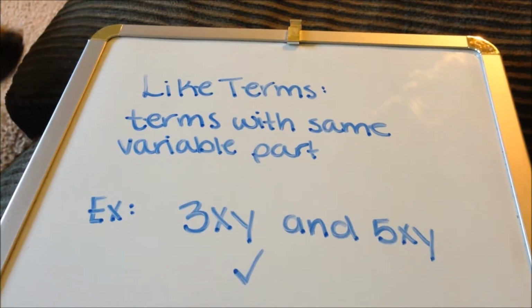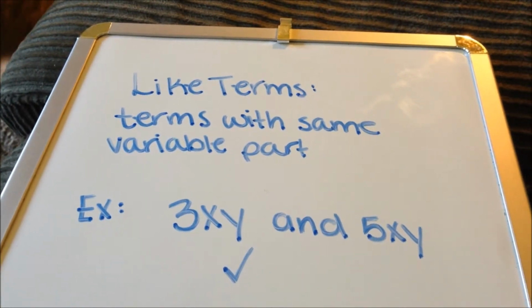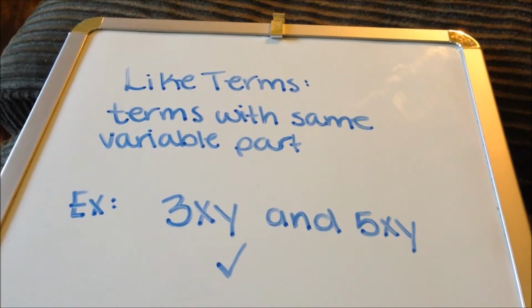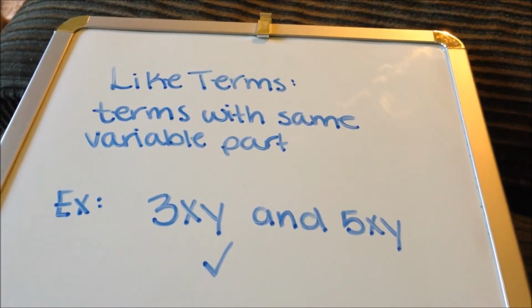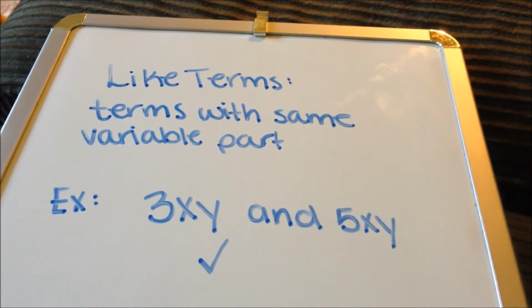Let's talk now about like terms. Like terms are terms with the same variable part. For example, 3xy and 5xy. They are considered like terms because they both contain xy.